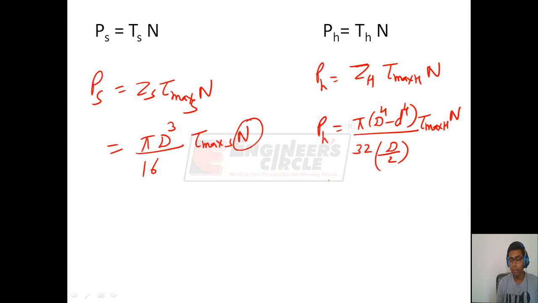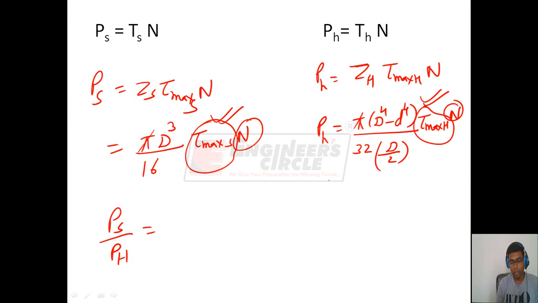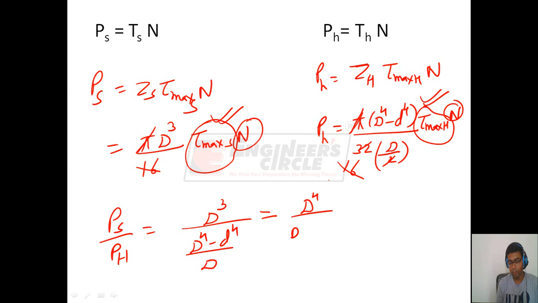Now since RPM is the same and also the material is the same, both the shafts will be having the same maximum shear stress. So we can write power transmitted by solid by power transmitted by hollow as: this pi and pi will cancel out, and this will be 16, so 16 again will cancel out. We will get D cube by (D4 minus small d4) by capital D, which equals D4 divided by (D4 minus d4). This obviously will be greater than 1.